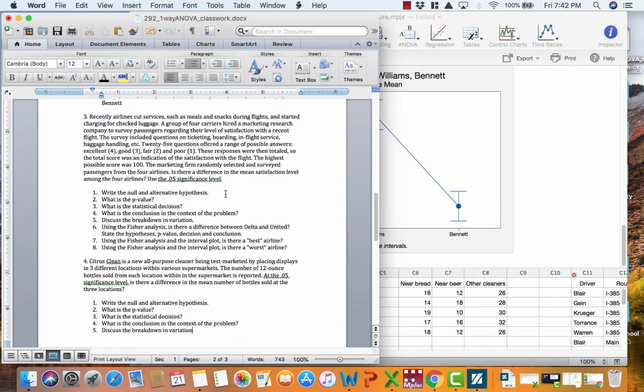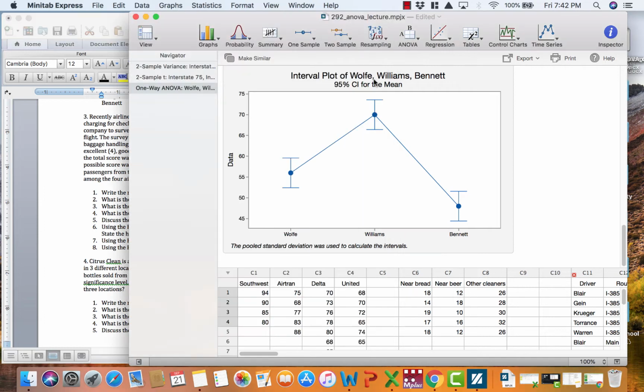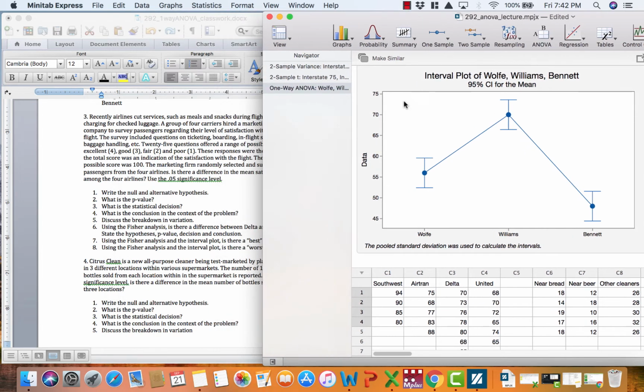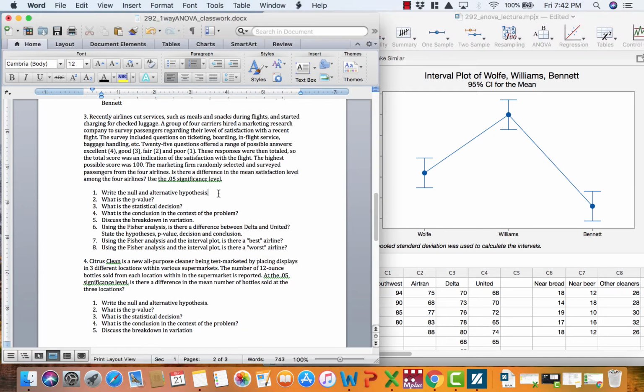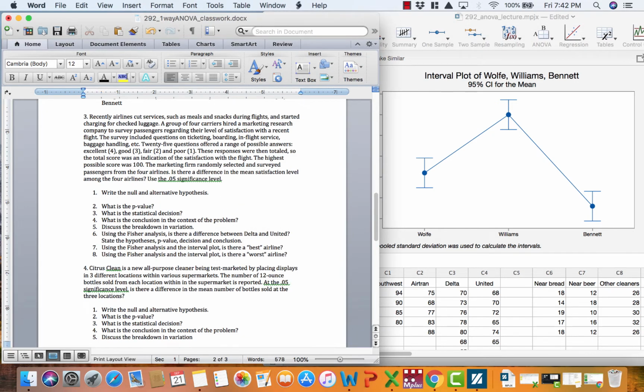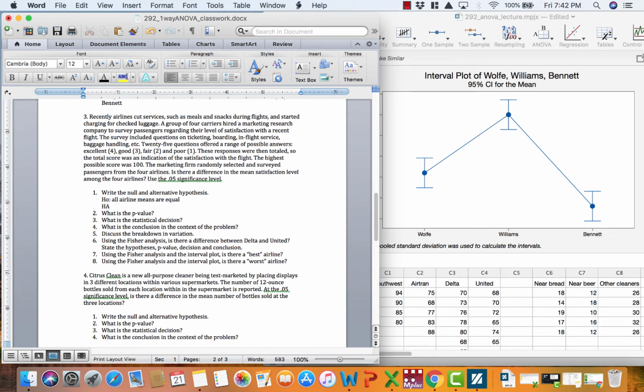All right, so let's take a look at our data for a second. We have Southwest, AirTran, Delta, United. How do we know this is going to be a one-way ANOVA? Because we have 4 airlines. We have more than 2, so this makes it a one-way ANOVA. So we've got our null versus our alternative.